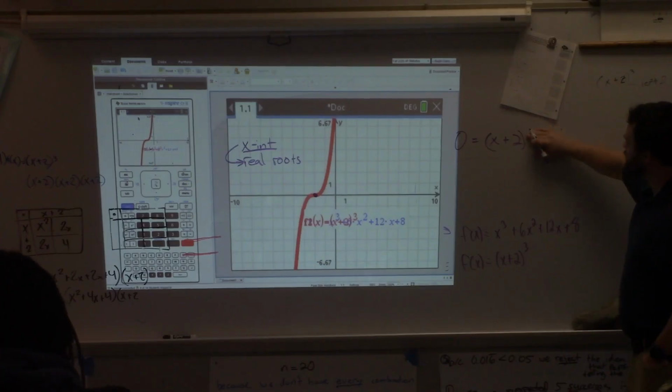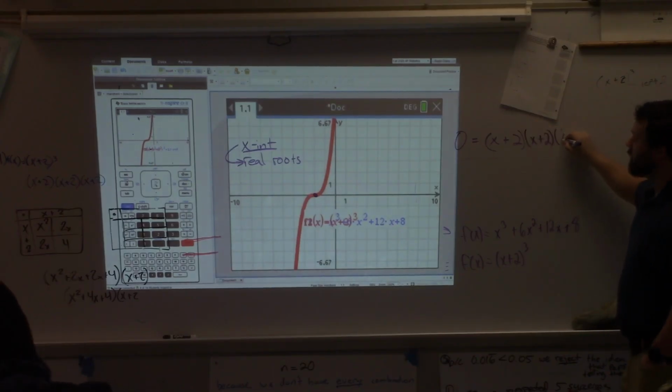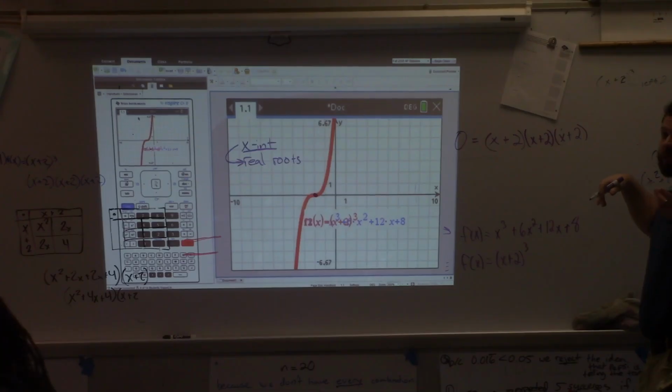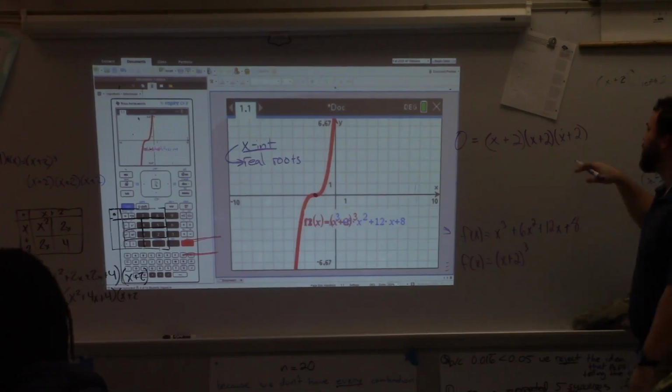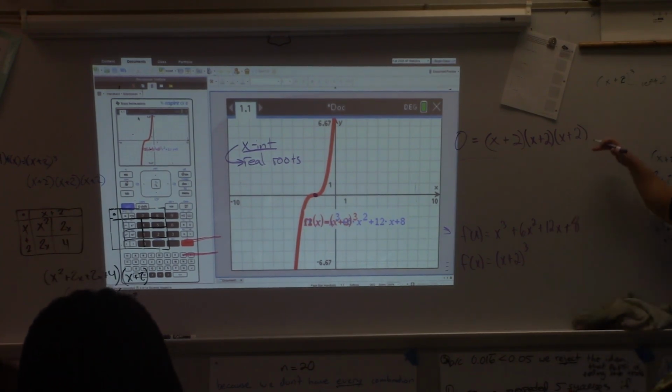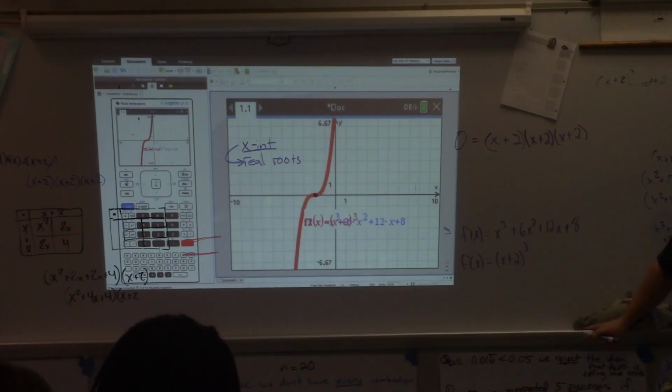What is x plus 2 cubed again? Okay, x plus 2, what, 3 times? Added, subtracted, multiplied? Multiplied 3 times, okay. Now, Finney, this goes back to what you were saying earlier. What can I use now?